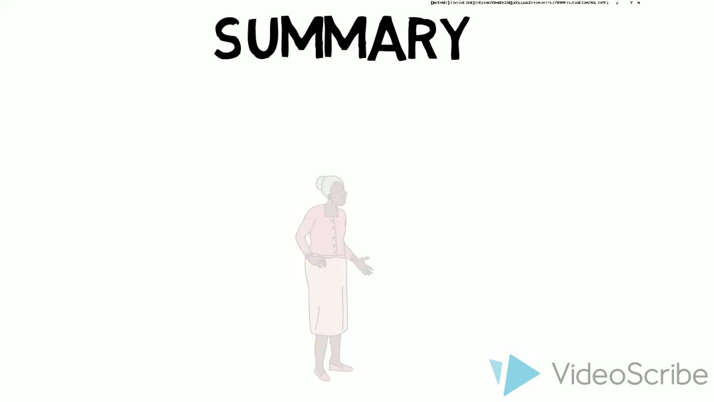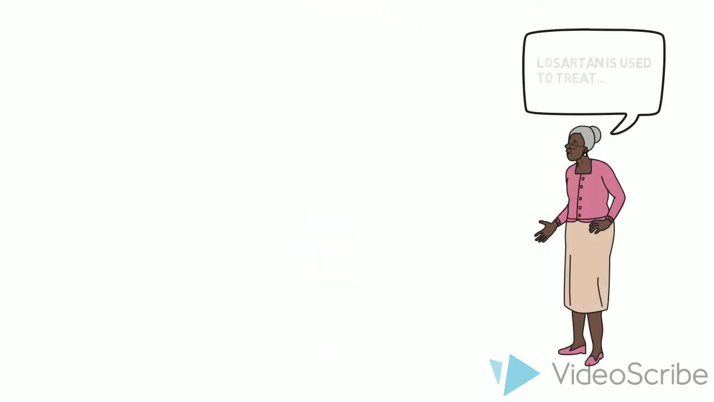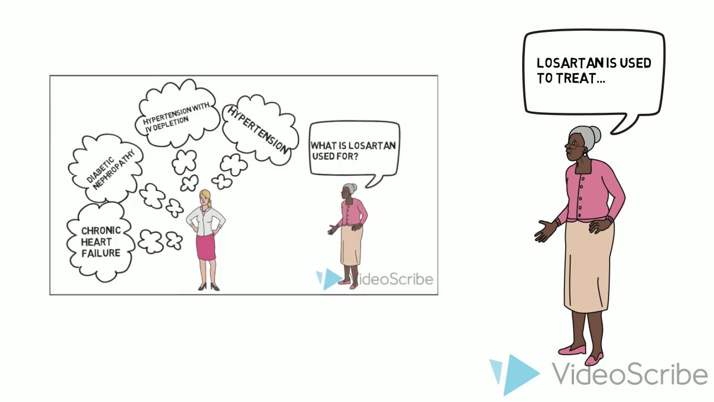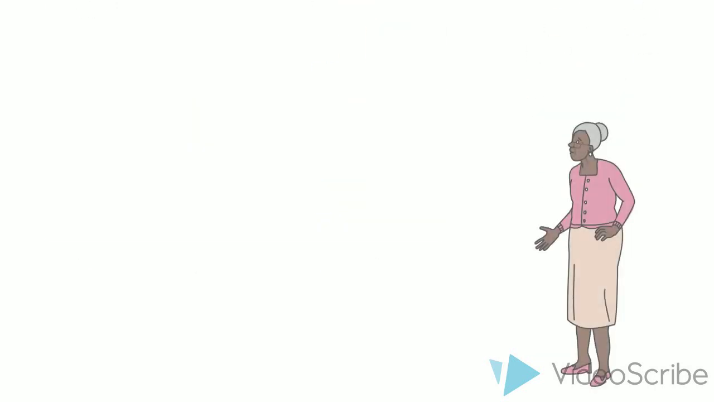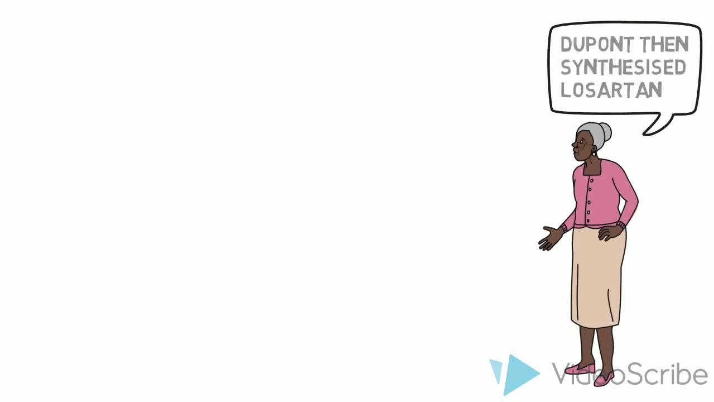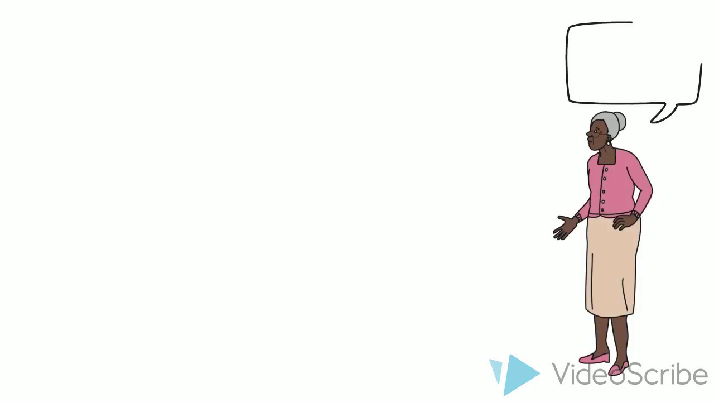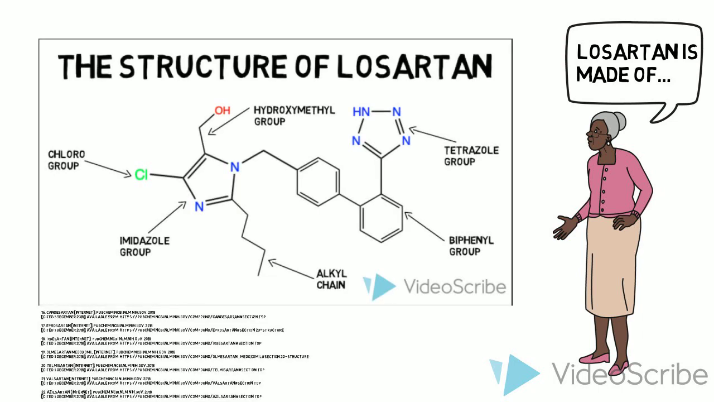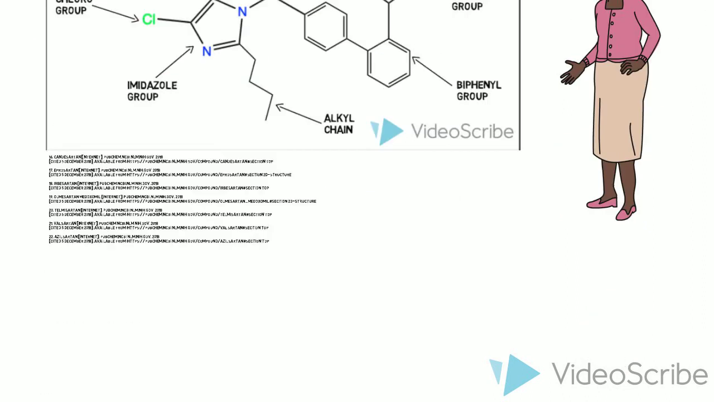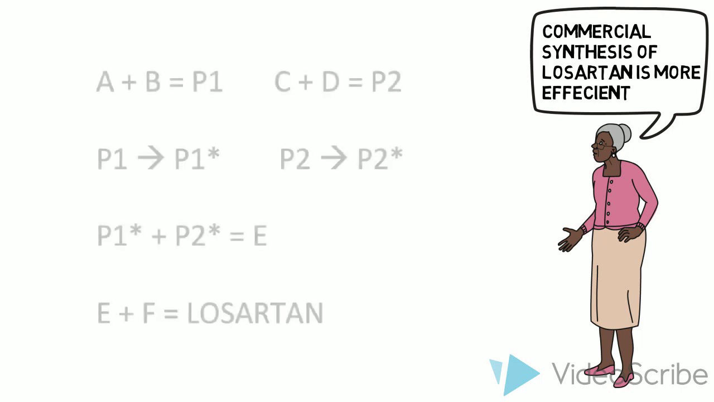So just to make sure I've got it right, losartan is used to treat hypertension, hypertension with intravascular depletion, diabetic nephropathy and chronic heart failure. It is designed to target the RAS system. DuPont developed losartan, the first ARB drug. Losartan is made up of a tetrazole group, a biphenyl ring, an imidazole group, a chloro group, a hydroxymethyl group, and an alkyl chain. The commercial synthesis is a more efficient way of forming losartan.